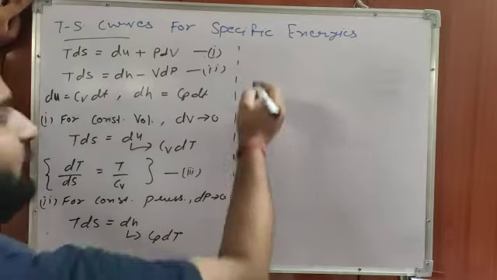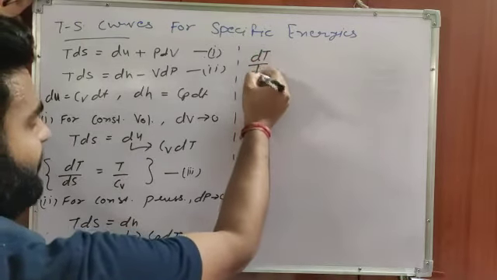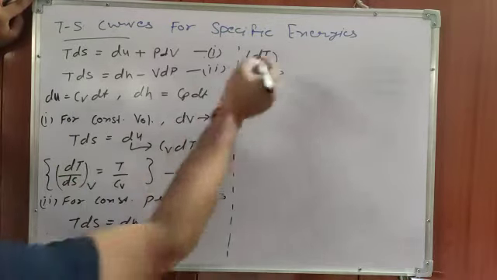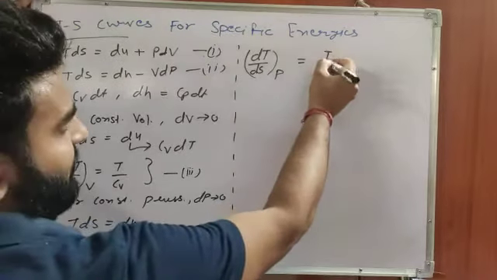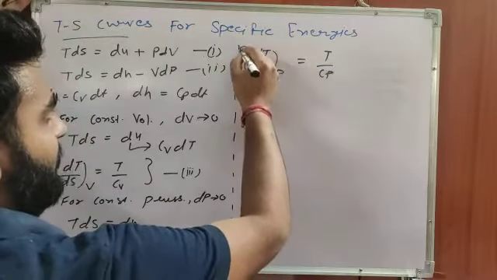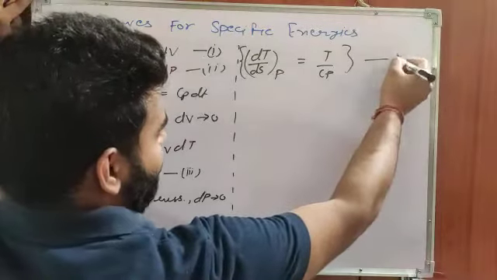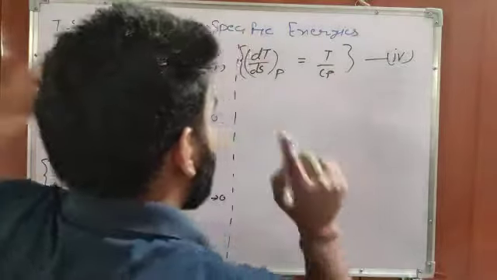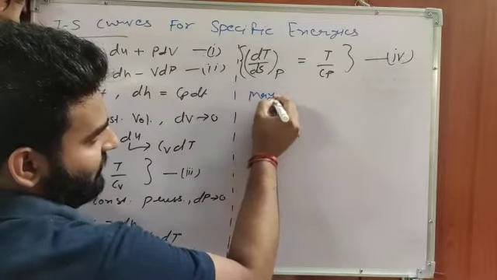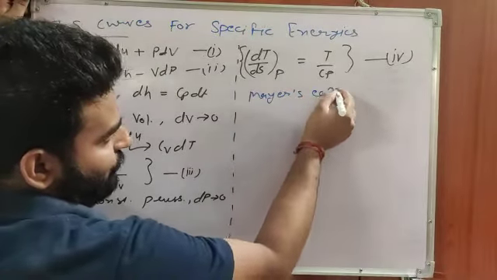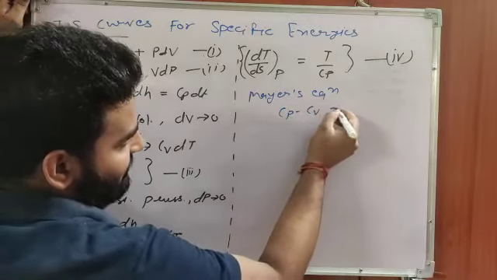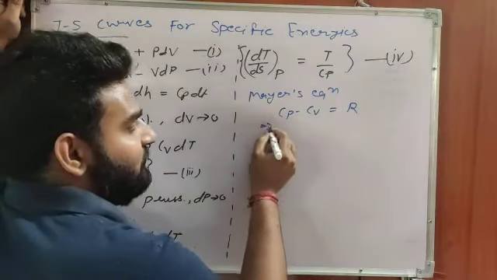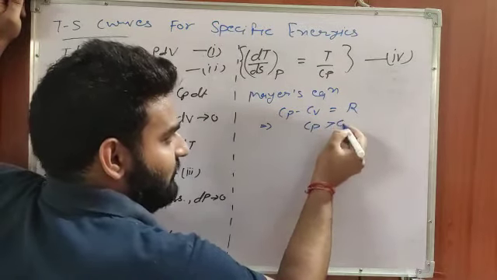Now rearranging this equation, we can write (dT/dS) at constant pressure equals T upon Cp, as opposed to the one at constant volume. Okay, this is the fourth equation. Now from Mayer's equation, you know that Cp minus Cv is equal to what? R.